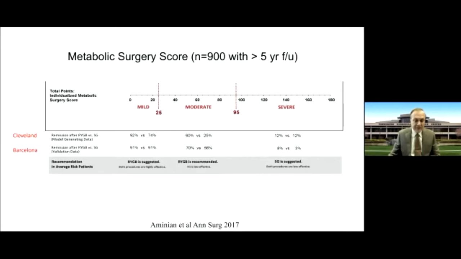sleeve gastrectomy. And these differences were highly statistically significant. These differences were not so apparent in those that had mild disease, where most patients have remission.